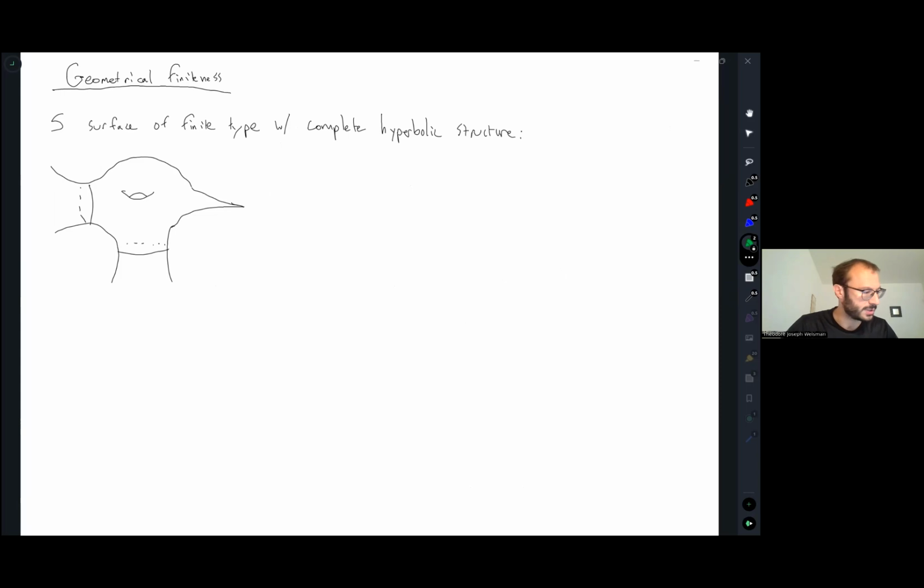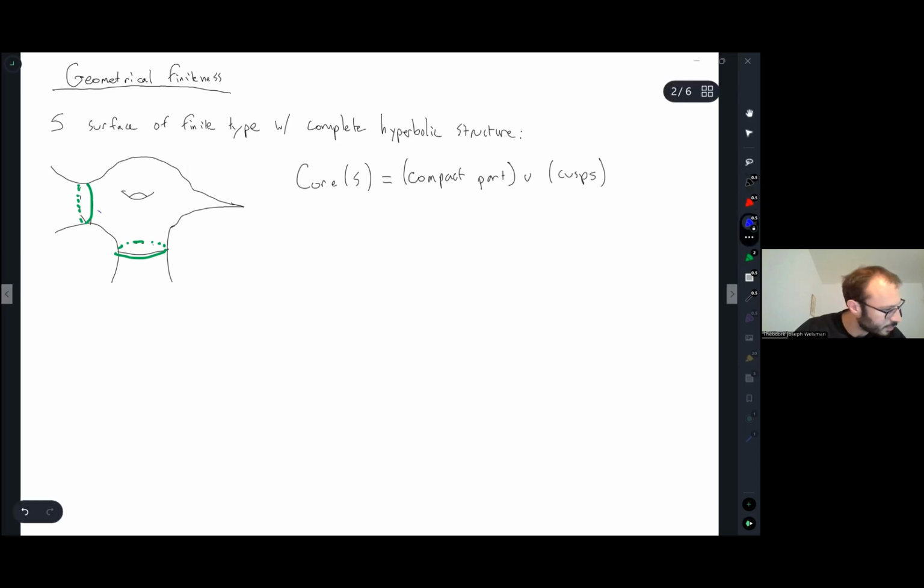So I've drawn a cartoon of what this thing might look like down below. And it is always the case when you have such a surface that you can find a family of simple closed geodesics, so that when you look at the core of this surface that you get by cutting off these complementary regions, these tube components that you get by deleting these geodesics, the core of this surface, you can always write it as a union of some compact part together with finitely many cusps. So the compact part is this kind of blue region in here.